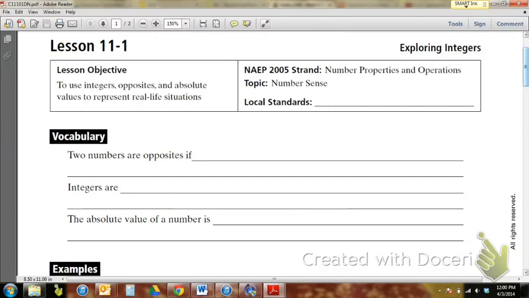In Chapter 11, we're going to get all into integers. We'll talk about what integers are in a second, but first they want us to know about opposites. Two numbers are opposites if they add up to equal 0. We haven't gotten into the integers yet, but it'll be like positive 2 and negative 2, they'll equal 0. Negative 4 and positive 4 will equal 0. So those numbers are opposites. They have opposite signs.